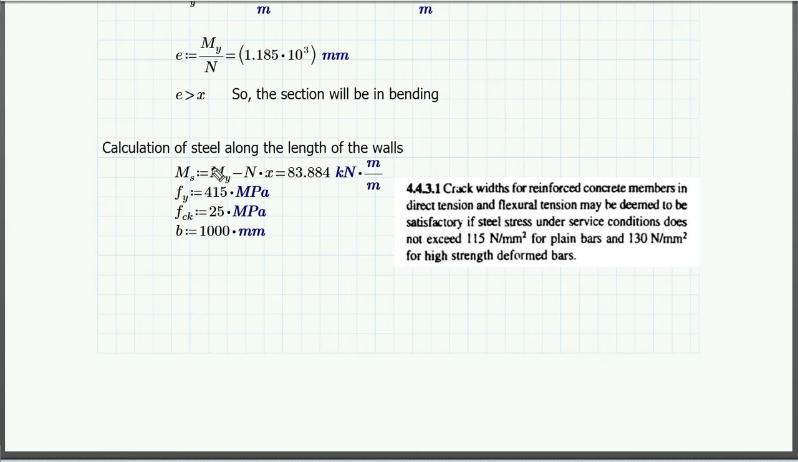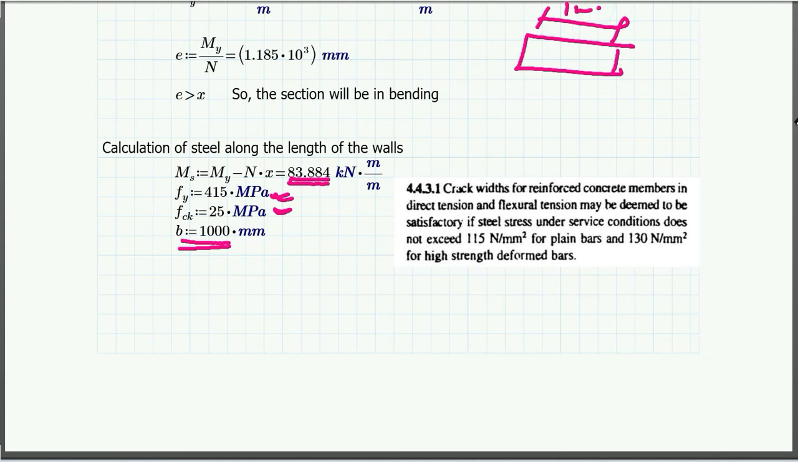So here, the resultant moment after reduction, because of the tension in the wall, will be M minus N x, which in turn will give you 83.884. The fy and fck values are also mentioned. And b, for design purposes, let us assume a 1 meter section of the wall, that is 1000 mm.